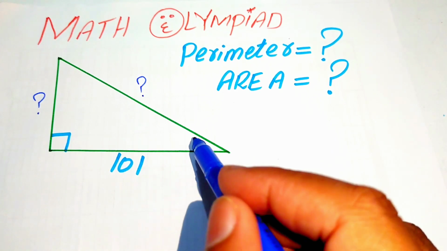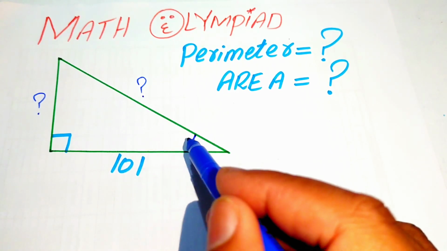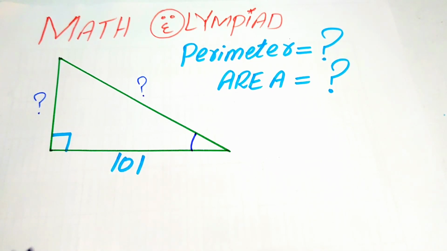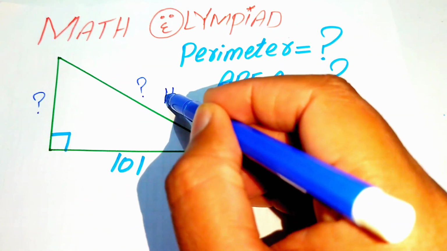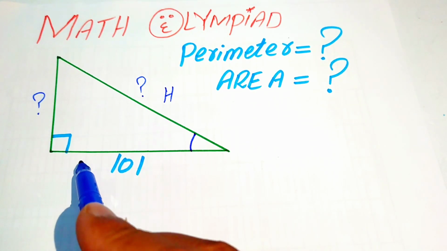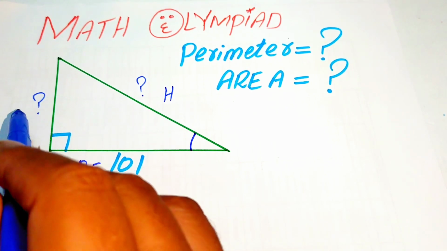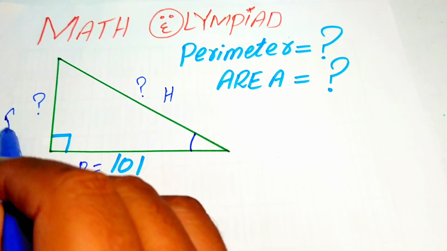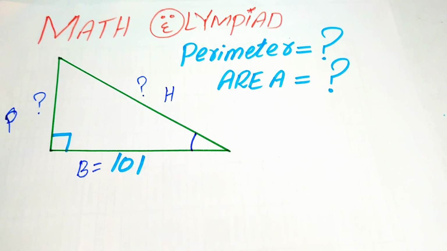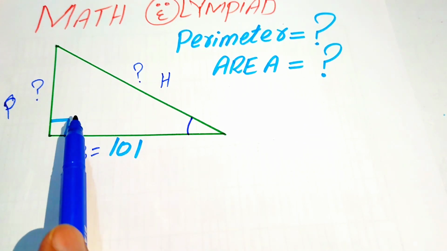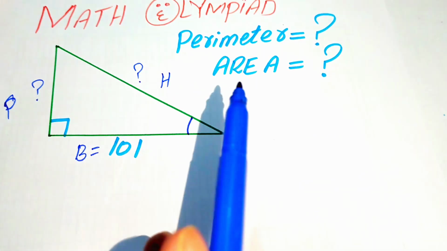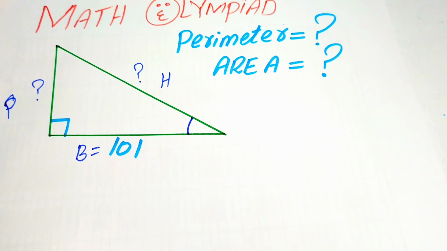So if we call this angle theta or any angle, so now in this right triangle we know that the longest side is known as the hypotenuse, and this side is called the base, and this side is called the perpendicular of this right triangle. So here we use the Pythagoras theorem, and we first find the length of the other two sides of this right triangle, and after that we move towards perimeter and area of this triangle.